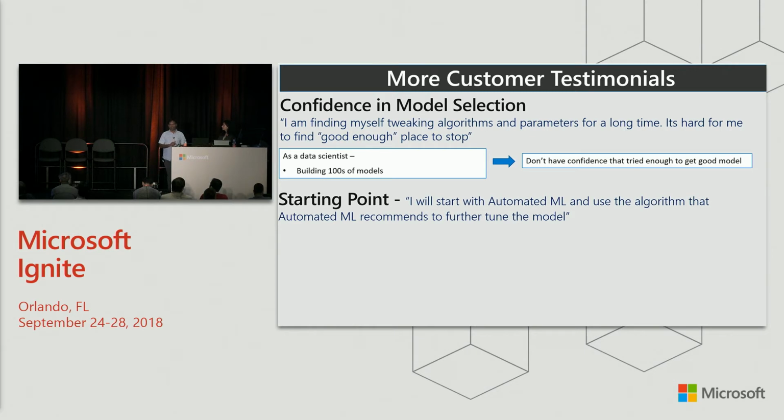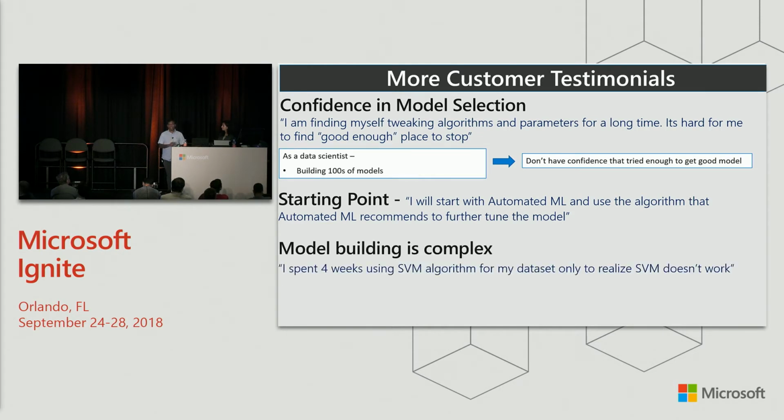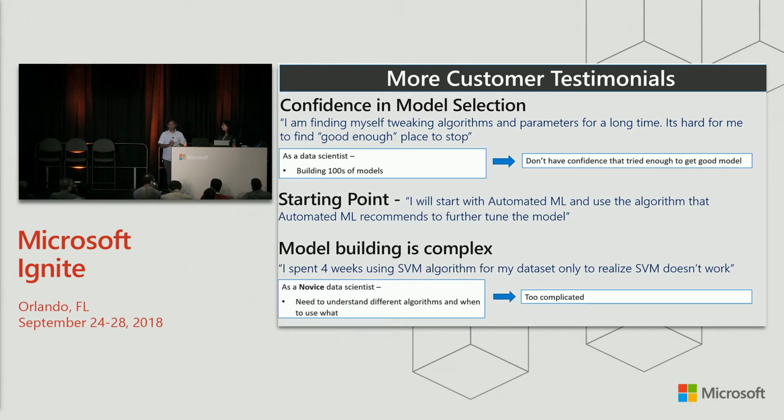We have other customers using automated ML as the starting point, the model generated by automated ML as the starting point, and then tweaking it further to improve accuracy or performance. If you're a brand new data scientist, I have one from Novus data scientist that said he spent 4 weeks trying to build a model using SVM algorithm just to find out that SVM does not work for the data set. So they wasted 4 weeks, when in fact, if they had automated ML, they would have saved lots of time.